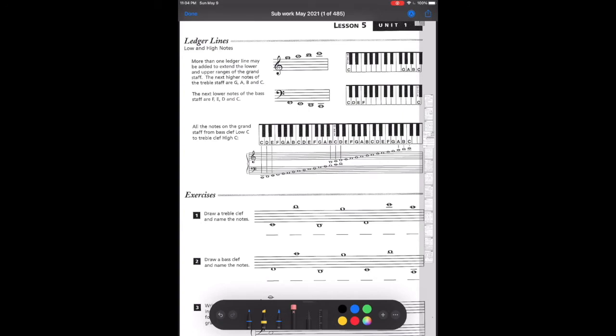This page is the ledger lines, lesson 5 of unit 1. It is teaching you more about the extension of the 5-line staff to include all the different ones. The last page you learned about these.